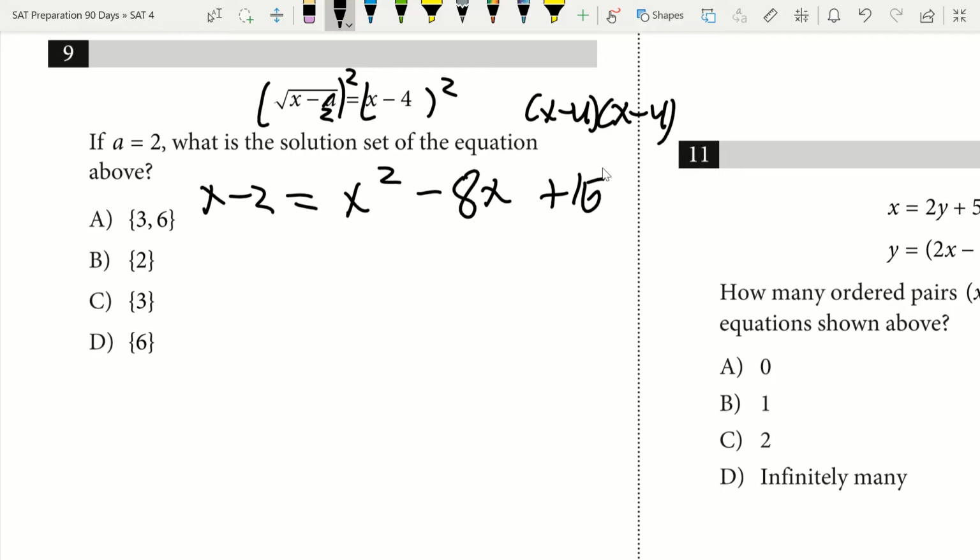At that point, I go ahead and set it equal to 0. So I'll add 2 to each side. 16 plus 2 gives me 18. Next, I've got to subtract x from each side. Negative 8x minus x gives me negative 9x.